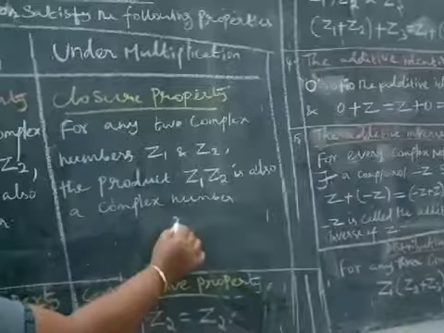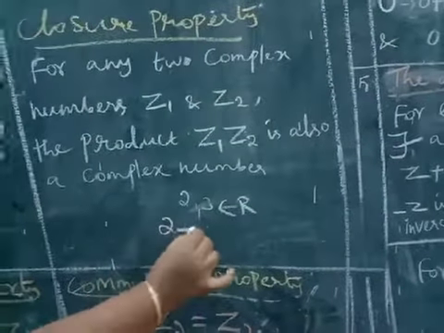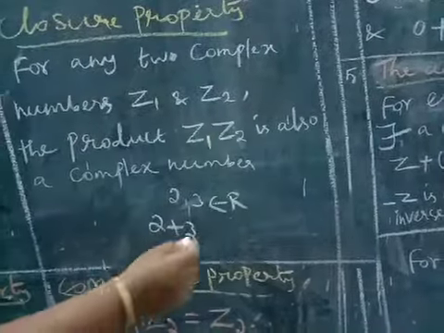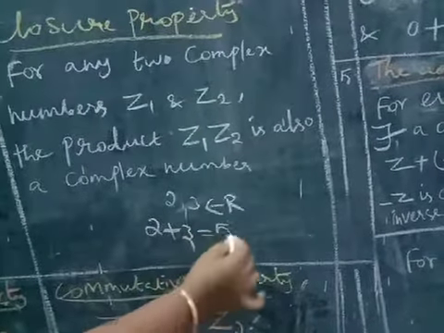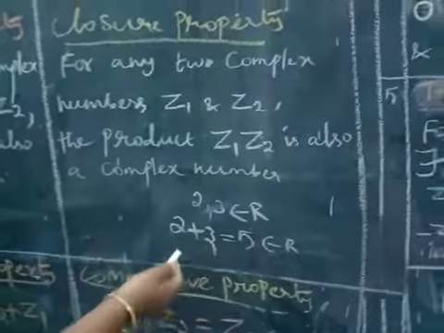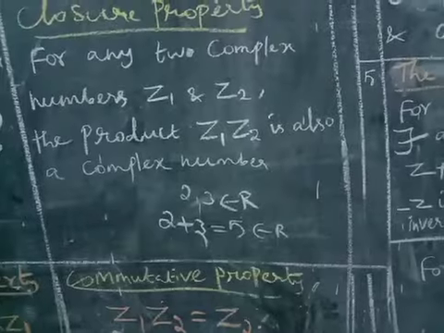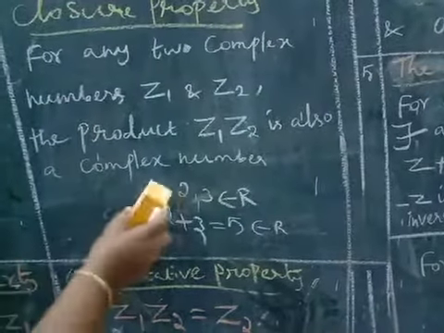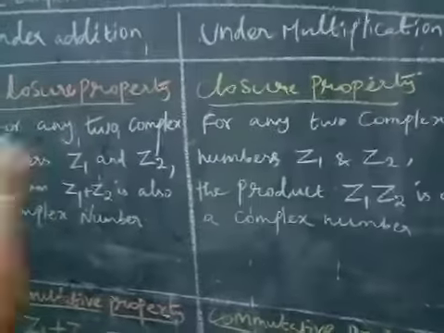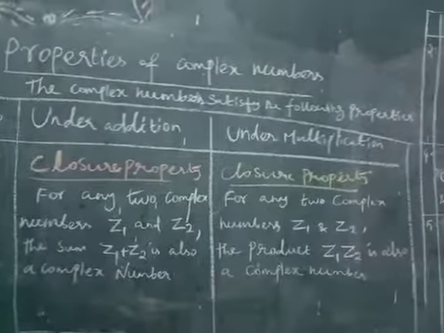See, consider two real numbers, 2 and 3, which belong to R. Now if you add these two numbers, we will get again a real number. This also belongs to R, isn't it? 2 and 3 belong to R means 2 plus 3 equals 5. This also belongs to real numbers. So now we are going to learn about properties of complex numbers under addition and multiplication.